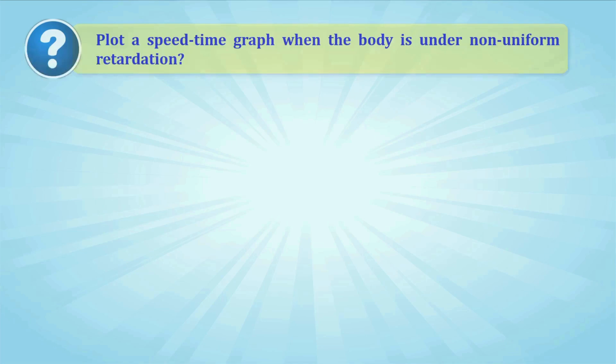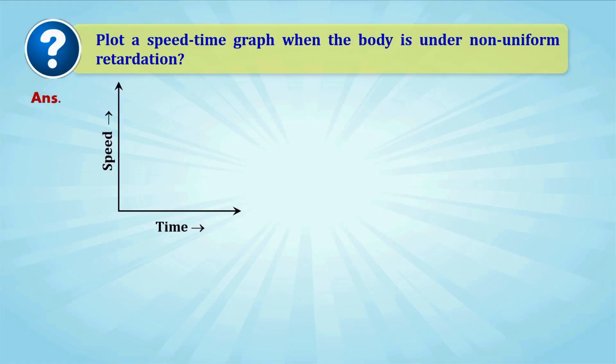Now let us understand the speed-time graph when a body is under non-uniform retardation. Retardation means that the speed of the body decreases with time. Non-uniform retardation means that the rate at which the speed decreases is not constant. Since the decrease in speed is not uniform, the speed-time graph will not be a straight line. Instead, the graph will be a curved line sloping downward, showing that the speed is decreasing at a changing rate. Therefore, for non-uniform retardation, the speed-time graph is a downward curved line.